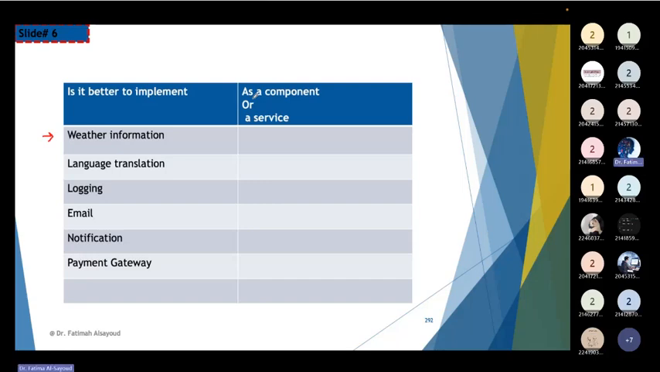Okay. The weather information. Would I track how the weather changes myself and sit there putting the temperature for each city and checking what's happening? Doesn't make sense. So absolutely it's going to be a service. Language translation, I already explained this, so I'm not going to repeat myself. It's going to be a service. Next, login. Okay. Anyone else?